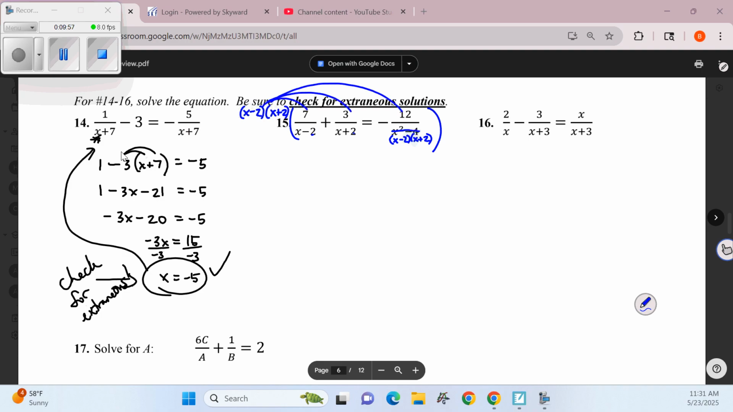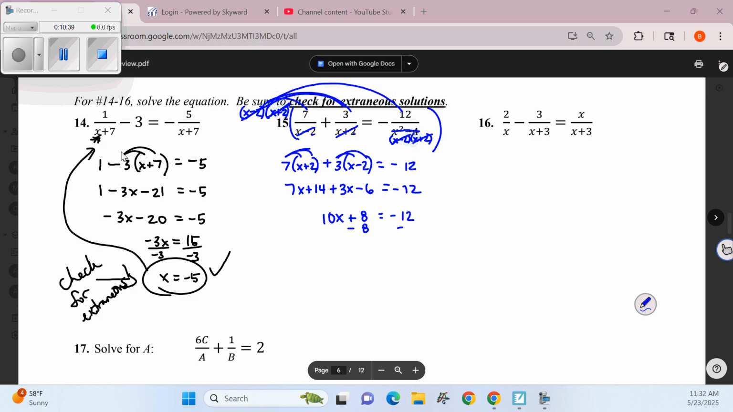So in the first fraction, the x minus 2 cancels, leaving us with a 7 times x plus 2, plus in the second fraction, the x plus 2 cancels, leaving us with a 3 times x minus 2. And then on the right-hand side of the equation, the whole thing cancels, leaving us with a negative 12. Again, careful not to miss that negative sign. So if we distribute and clean this up, we end up with 7x plus 14 plus 3x minus 6 equals negative 12. Combining like terms, we end up with 10x plus 8 equals negative 12.